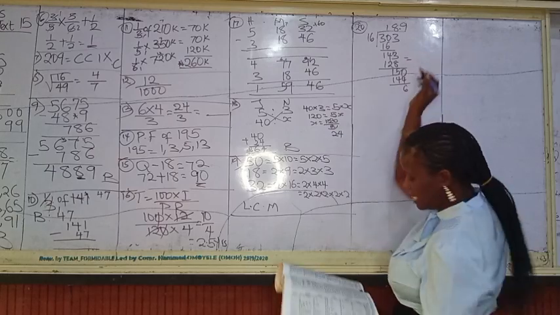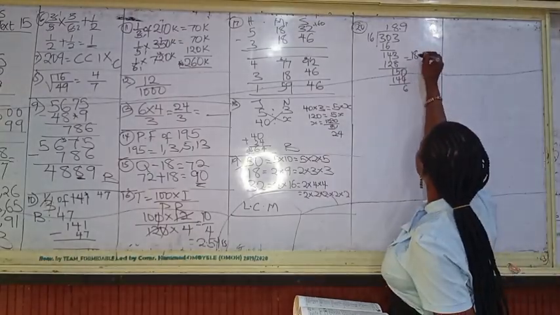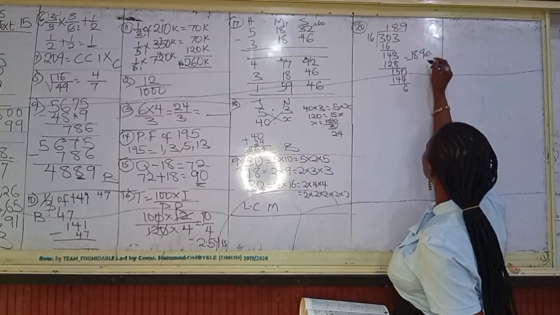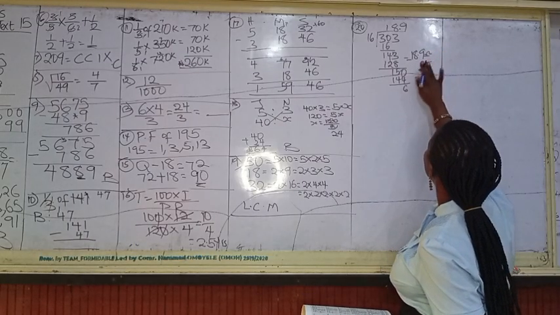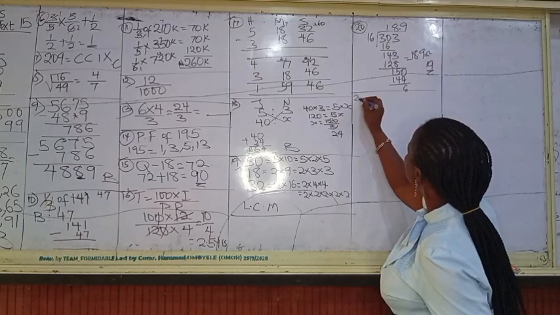So let's leave it like this. The question is, how many stamps can we buy? If we approximate 18.9 to a whole number, that would be 19. So we'll be able to buy 19 stamps.